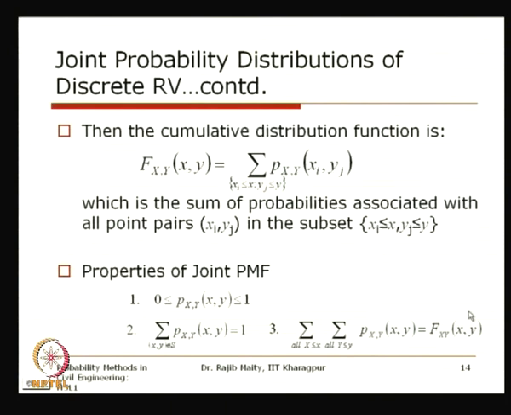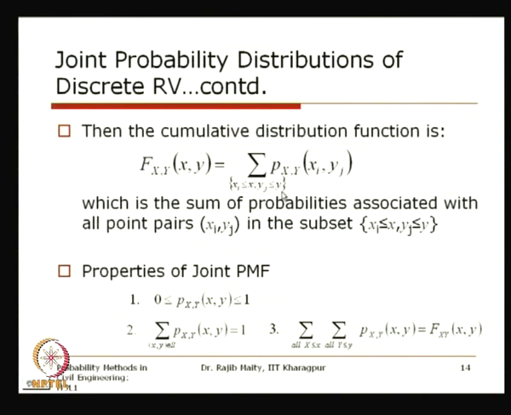Now, for this discrete case, when we are considering the cumulative distribution function, it is the summation of all such probabilities of xi, yi, where xi is less than or equal to some specific value x and yi is less than or equal to some specific value y.